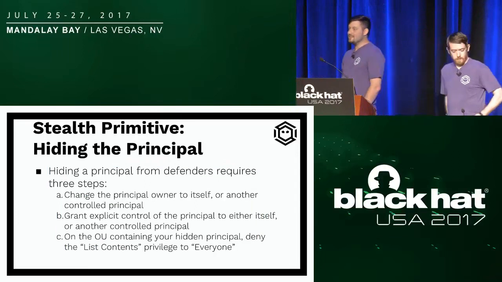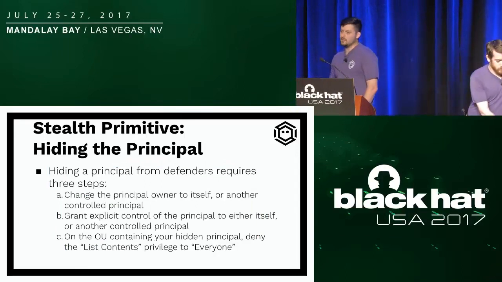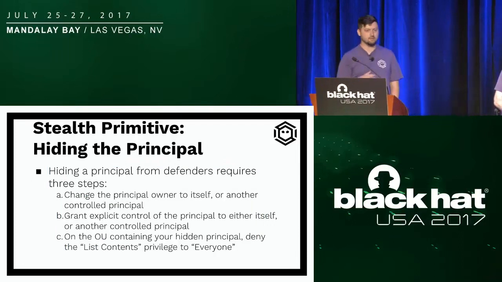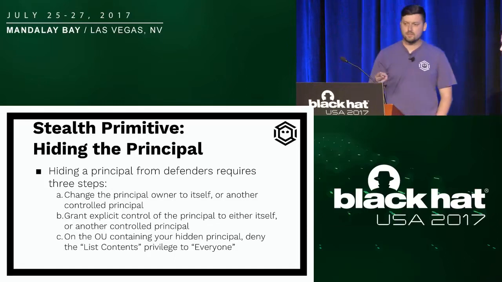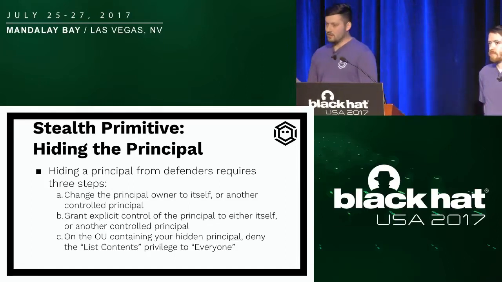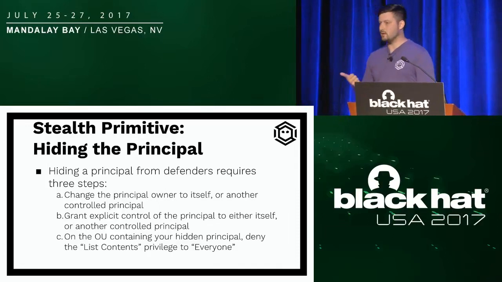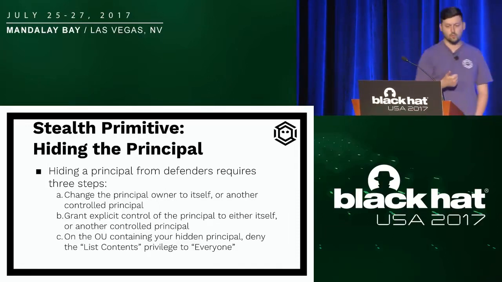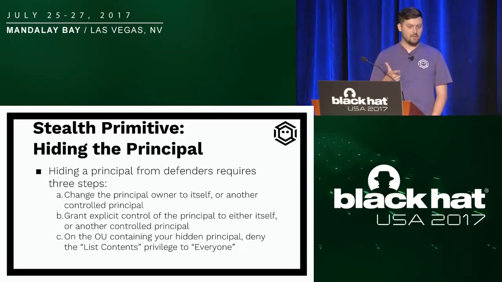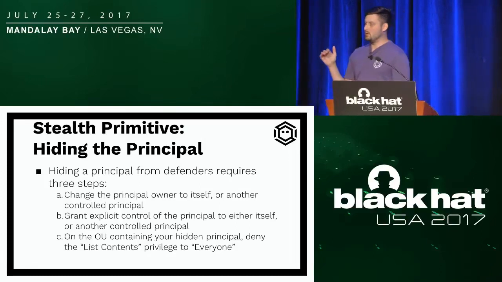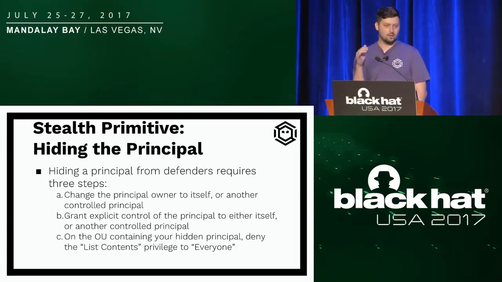What I can also do is hide the existence of a principal. This can be any principal. This can be any object in Active Directory. I can hide the fact that it actually exists. This is a little more complicated, but it's basically three steps. The first is to change the object owner to some other principal, either itself or a principal that we have control of or that we can gain control of. Then grant explicit control of the principal to itself or some other control principal. Then on the OU that contains this principal, we're going to deny everyone the list contents privilege.